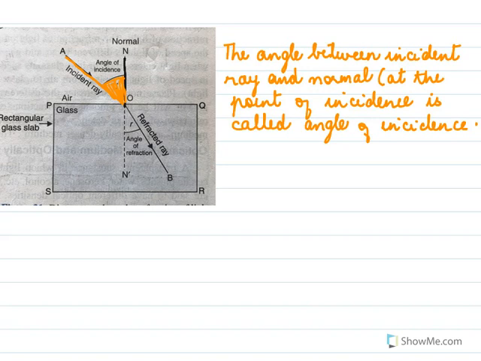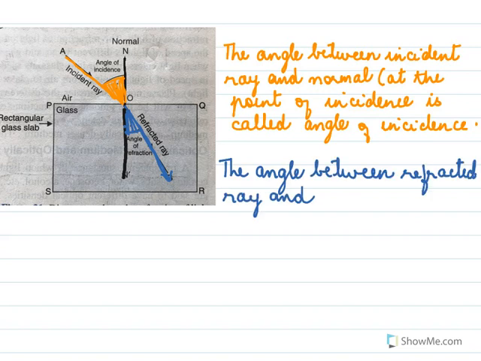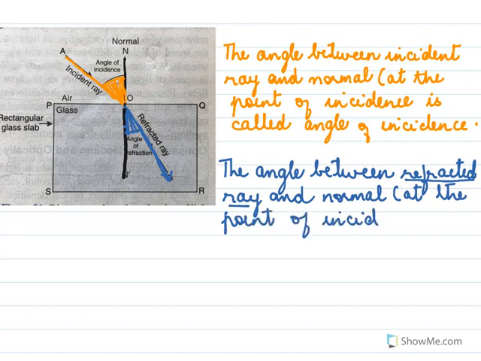On reaching the interface, the light now begins to bend. This is the refracted light. Now the angle between the normal and the refracted ray, this angle between the normal and the refracted ray is called the angle of refraction. So between refracted ray and normal at the point of incidence is called angle of refraction.